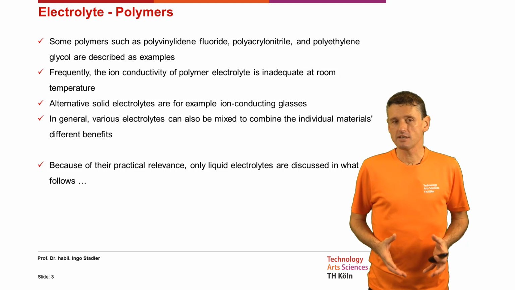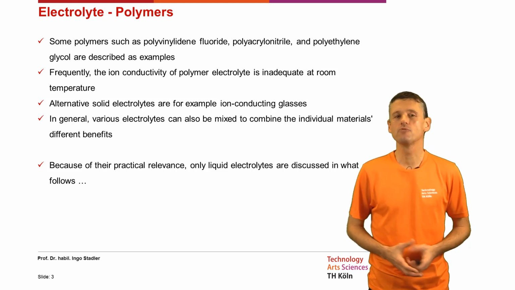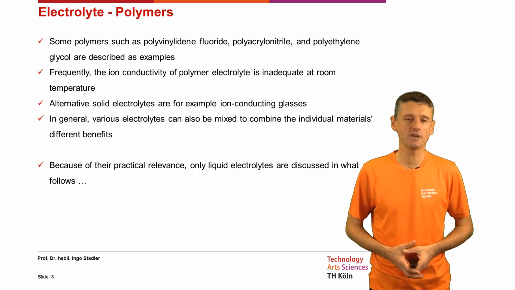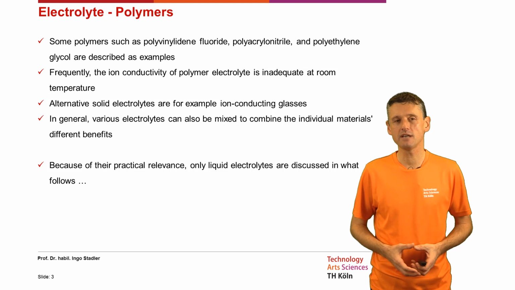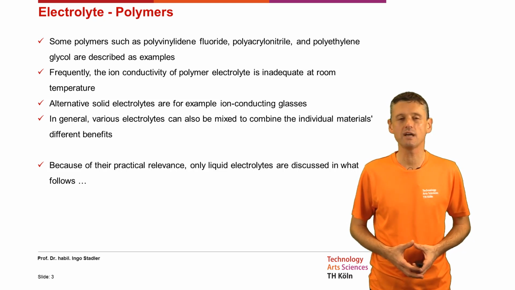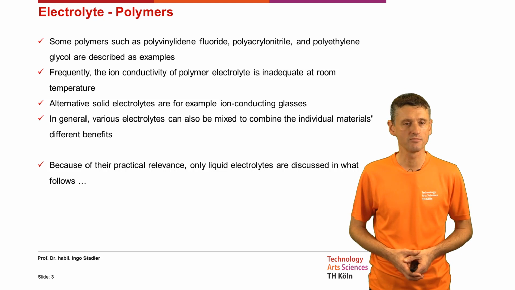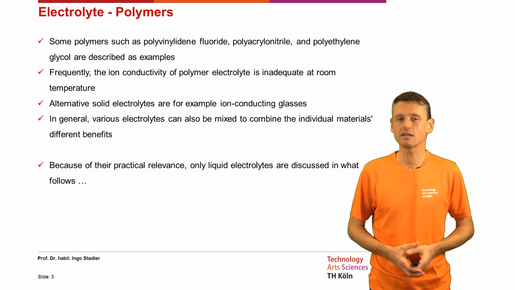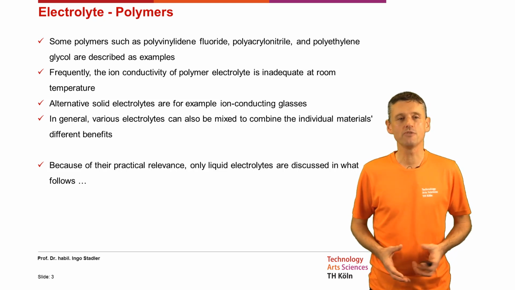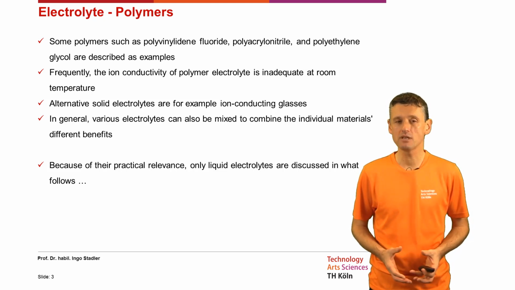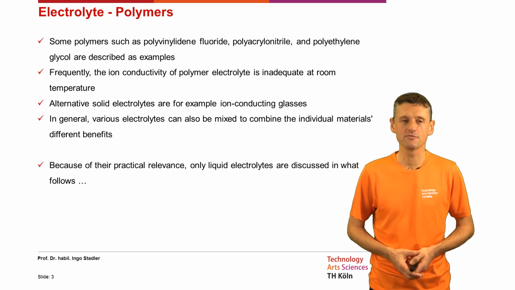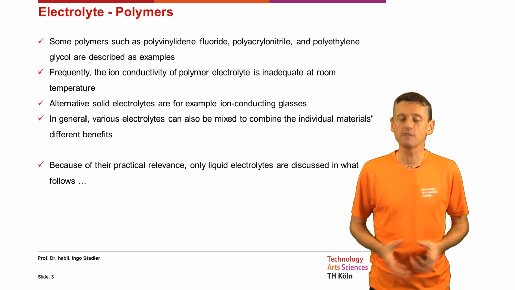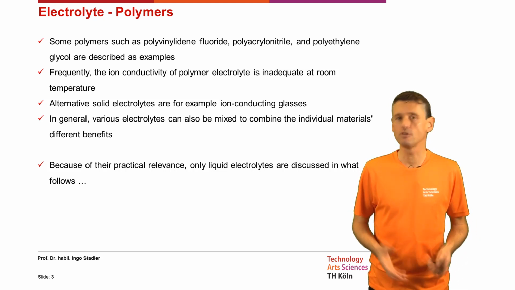Some polymers such as polyvinylidene fluoride, polyacrylonitrile and polyethylene glycol are described as examples. Frequently, the ion conductivity of polymer electrolytes is inadequate at room temperature. Alternative solid electrolytes are, for example, ion conducting glasses. In general, various electrolytes can also be mixed to combine the individual materials' different benefits. Because of their practical relevance, only the liquid electrolytes are discussed in what follows now.